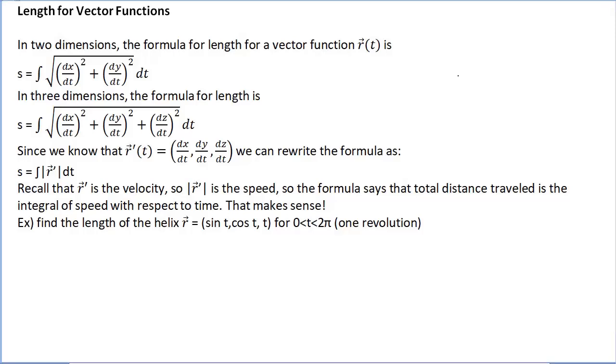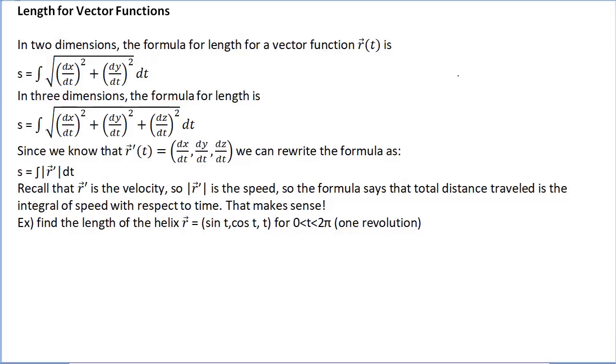So let's find the length of the helix. Vector r equals sine t, cos t, t. I'm going to go, t goes from 0 to 2 pi, which is 1 revolution. Remember this helix, we've seen the graph before, it looks like a corkscrew. So let's take a look.